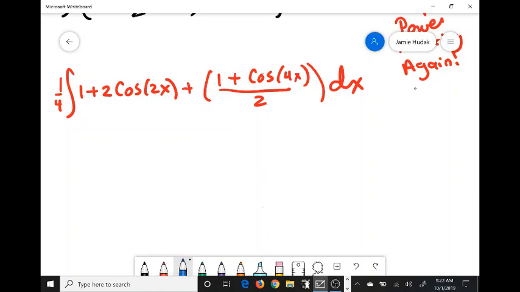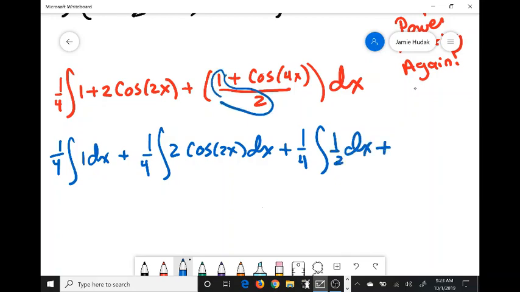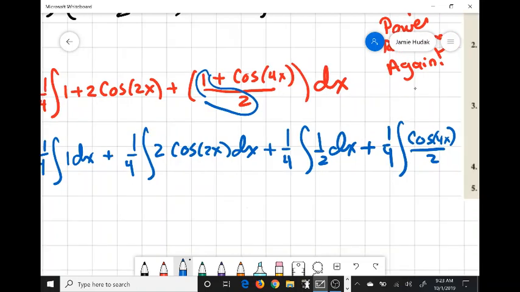So now we have a lot going on here. I'm going to separate these into their own integral each. So I have 1/4, the integral of 1 dx, plus 1/4, the integral of 2 cosine of 2x dx, plus 1/4. The integral, this here is really a 1/2. So 1/2 dx plus 1/4. The integral, and this will be cosine of 4x over 2 dx.